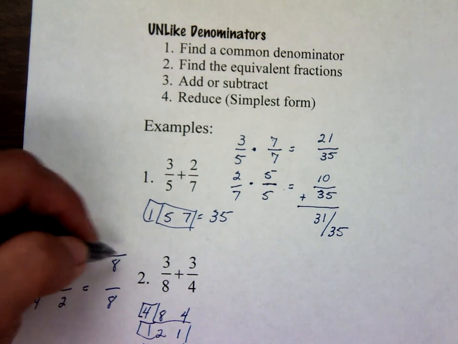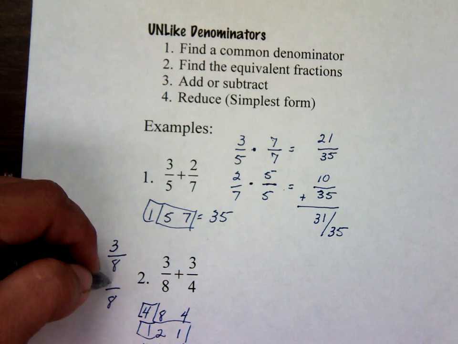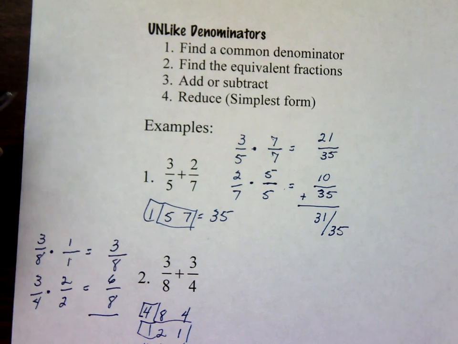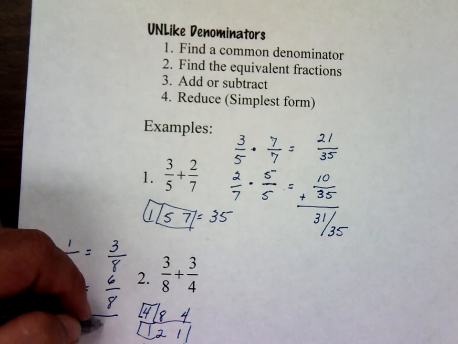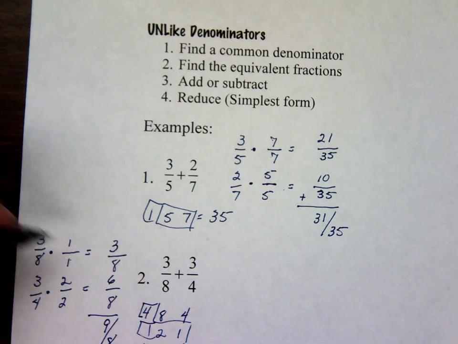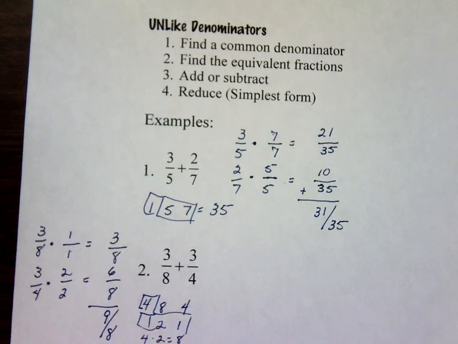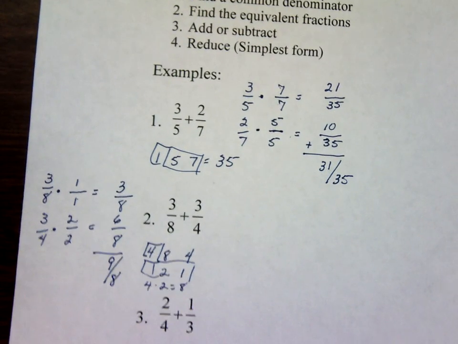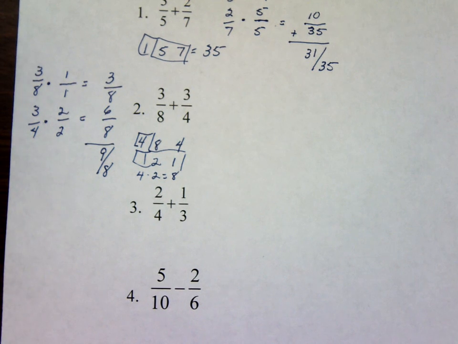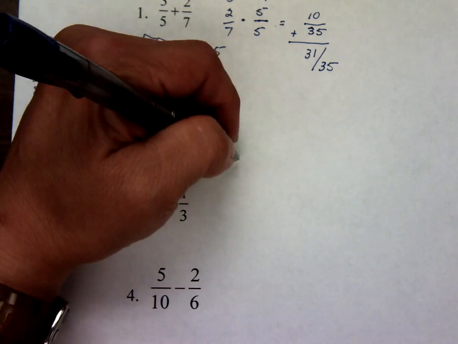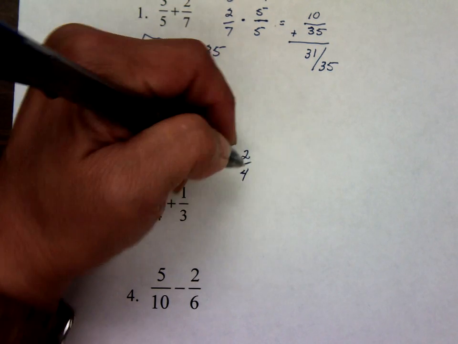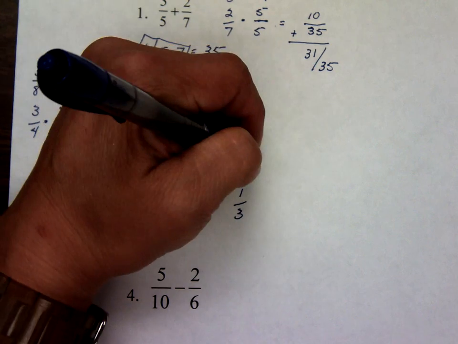3 times 1 is 3. 3 times 2 is 6. You're adding them together, so 3 plus 6 is 9, and your answer is 9/8. Try 3 and 4 on your own, and then when you're ready, go ahead and push play. So you should have set up your problem vertically, 2/4 and 1/3. Do your setup.